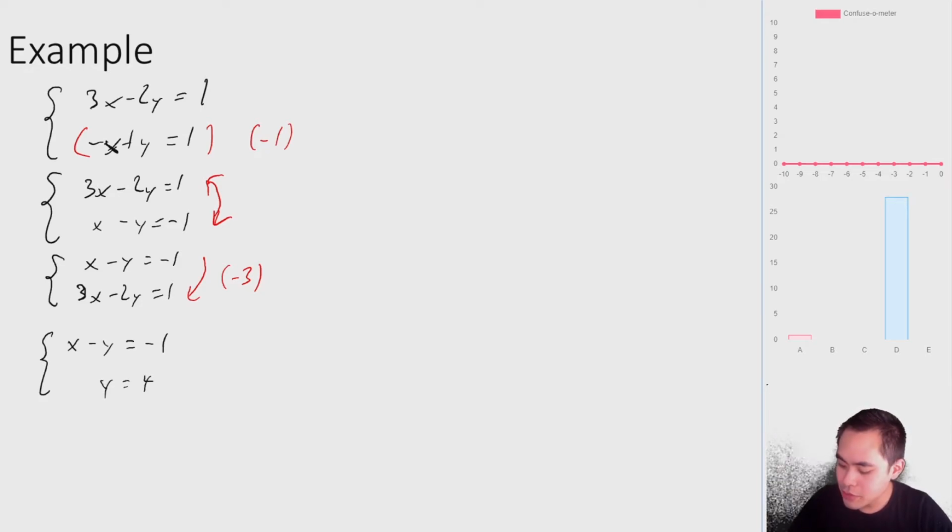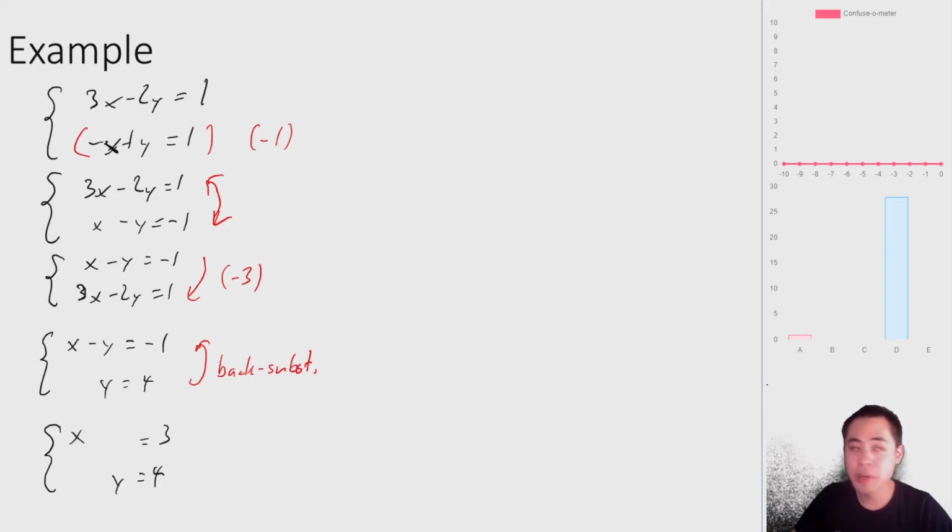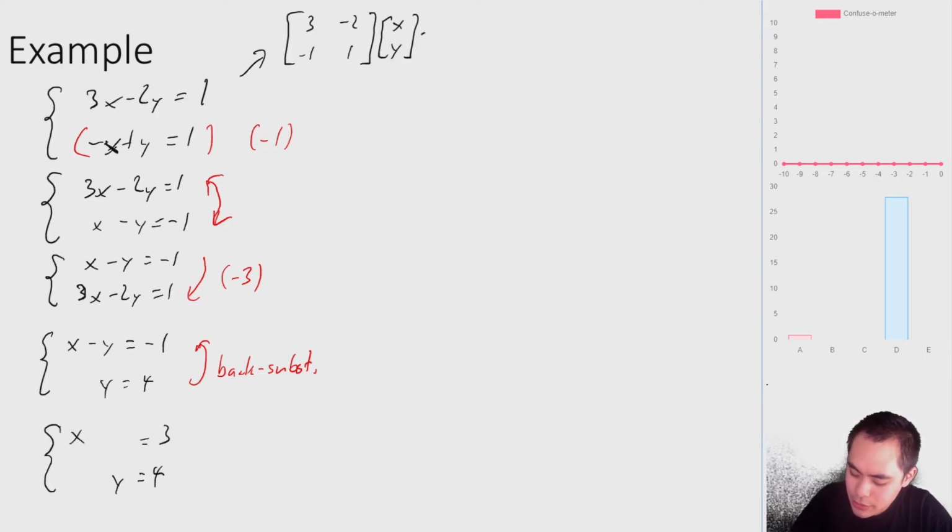And then you can substitute this back. So back substitution. And you end up with a new system, which is easy to understand. x is equal to 3, and y is equal to 4. Now, sometimes you might want to write this as a matrix. So you should recall that this system here you can rewrite as the matrix 3, minus 2, minus 1, 1 times x, y is equal to 1, 1.